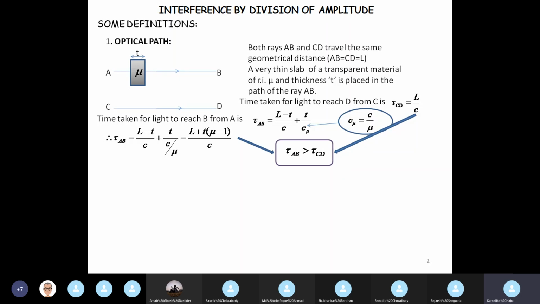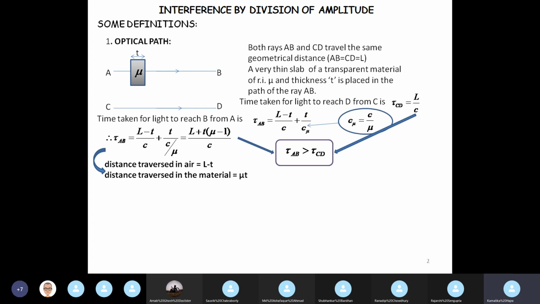It might be very, very small, the delay in reaching B by light from A may be just about a few seconds or microseconds or nanoseconds more than that for light to reach D from C. However, that is a delay. It is a finite delay, as you can clearly see from the expressions here. You know C is a very high value and C is in the denominator, so the difference might be very less, but nonetheless it is a difference, and tau AB is greater than tau CD.